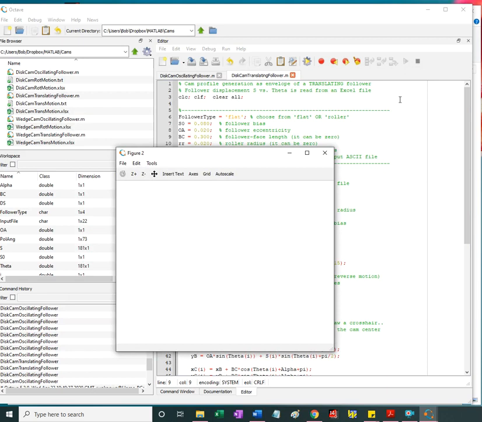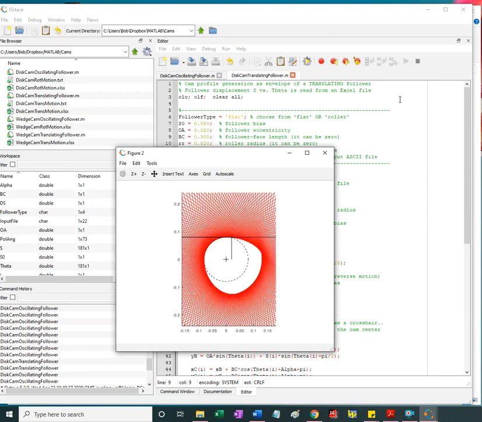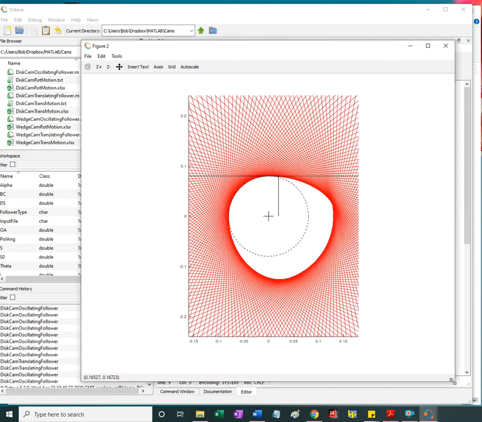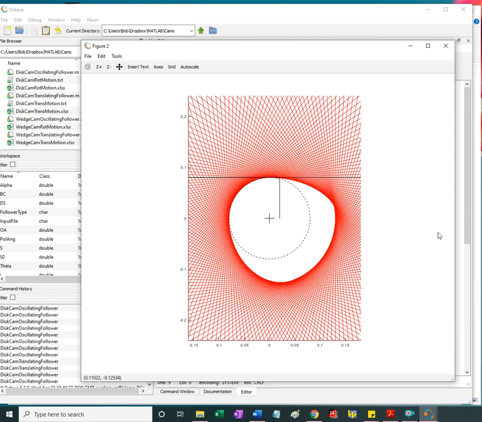Okay. So these two programs and the problem statement, where you need to generate first the follower motion, and then secondly we're just going to produce the cam profile. So that will be the assignment.